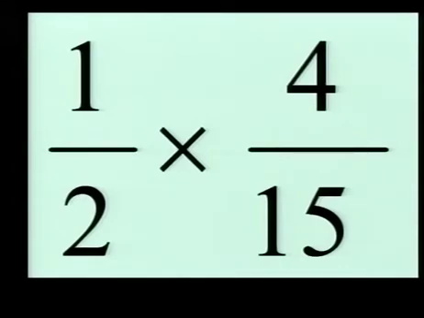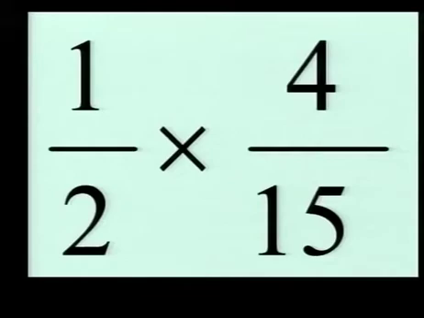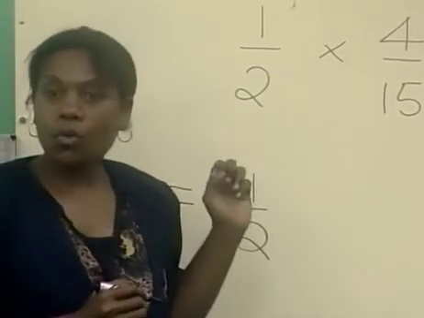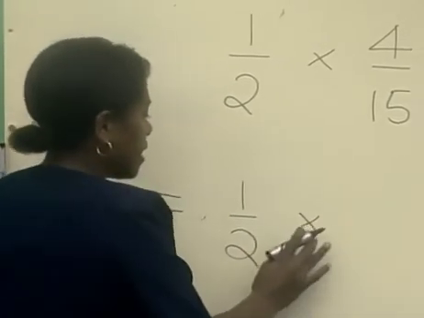Can we cancel 1 and 15? No, we cannot. Once we have cancelled, the next rule says multiply the remaining numerators and denominators, and then simplify as possible. So who's got an answer? 2 over 15. Let's see if his answer is correct.